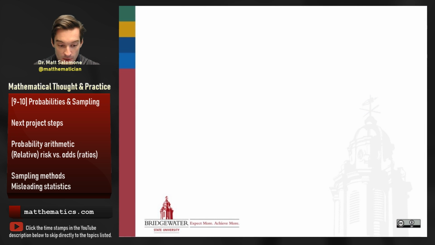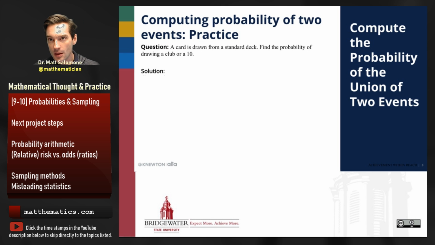So let's get started with some probability arithmetic for today's live stream. We'll start with the following example. If I have two events, remember, as we discussed in our first live stream, an event is nothing more than a set of outcomes for a particular experiment.